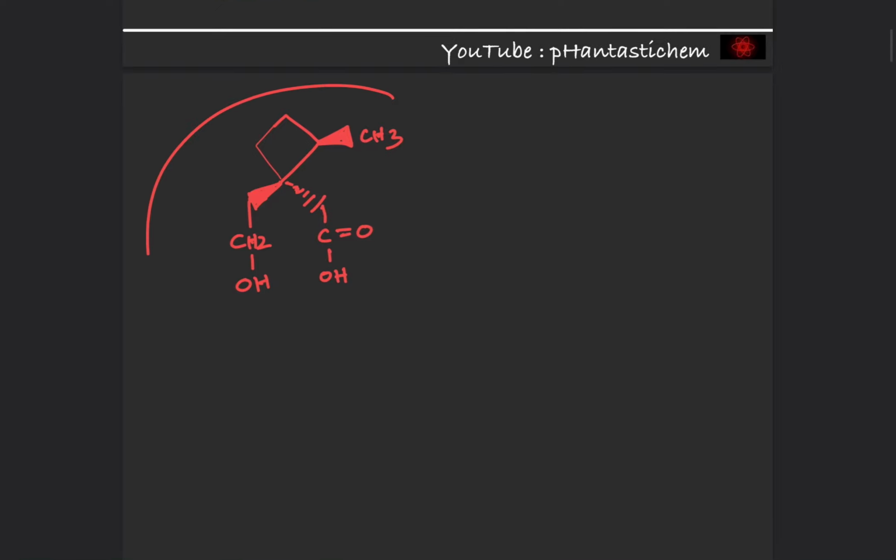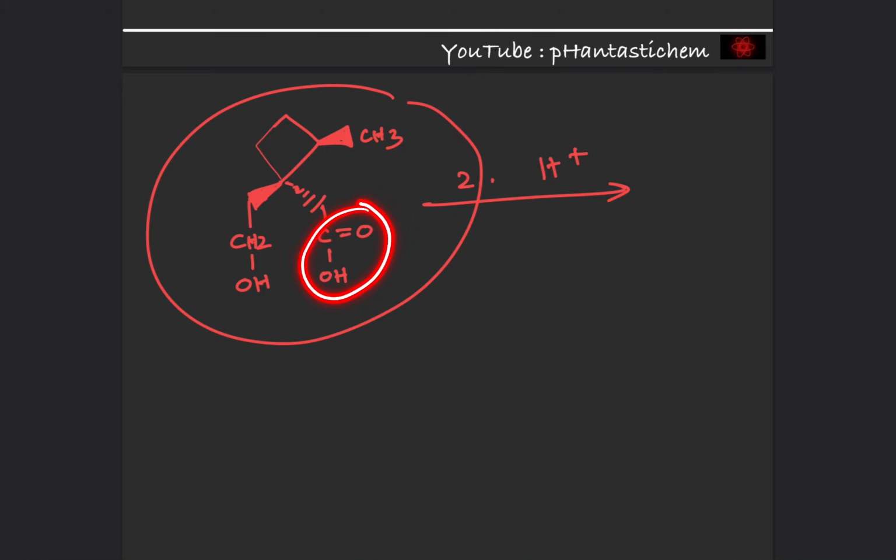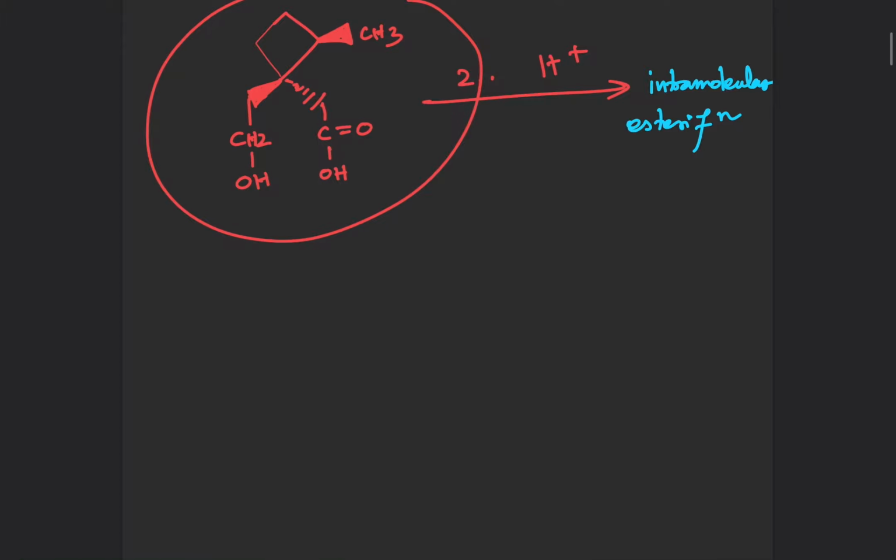Okay, then this compound is subjected to the second reagent, that is H plus. And remember, whenever a compound containing both COOH and OH is placed in an acidic H plus environment, it undergoes intramolecular esterification. Very important. To ultimately form a cyclic ester. And cyclic esters are also known as lactones.